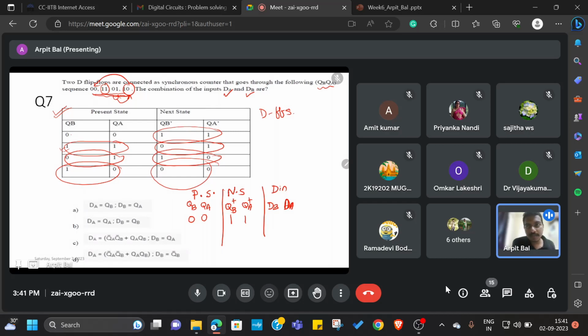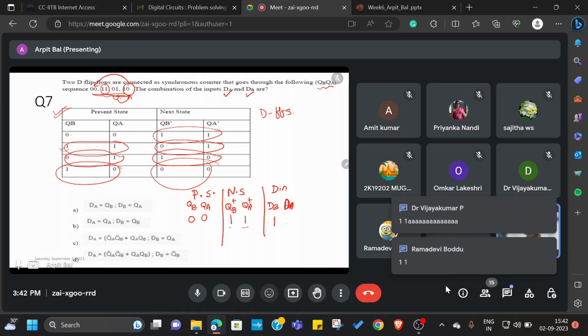As Amit correctly mentioned, for a D flip-flop, whatever you give as input is going to reflect as output. So what is going to be the input for this case? Can anyone tell me what DB DA is? What should I give as input to the D flip-flop so that I arrive at 1 1 as the output? 1 1. Correct, so DB is 1.